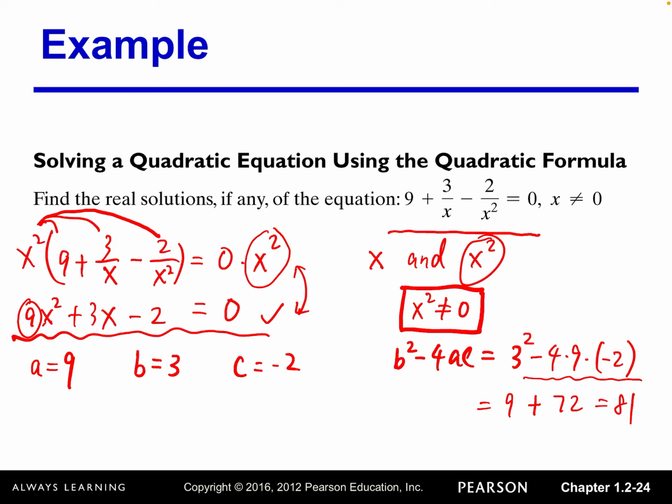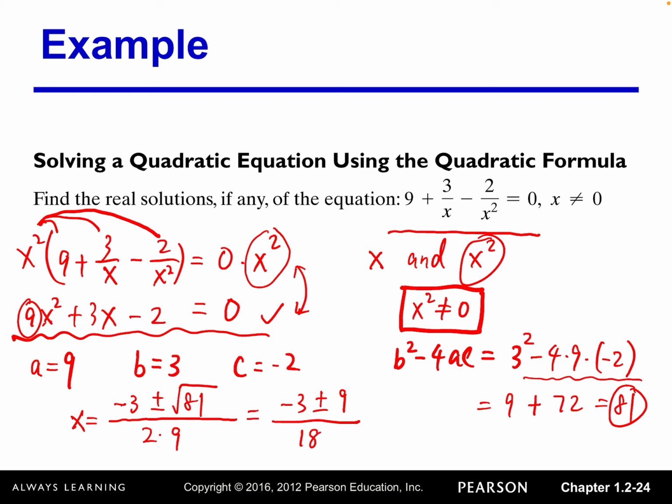Is that right? Everybody still with me? Now we can plug into the quadratic formula. x equals negative b, I just plug in directly, negative 3, plus or minus the square root of the discriminant. We already know the discriminant equals 81, divided by 2 times a, which is 2 times 9. Then we further simplify. That's negative 3 plus or minus the square root of 81, that's 9, and then divided by 2 times 9, that's 18, right?